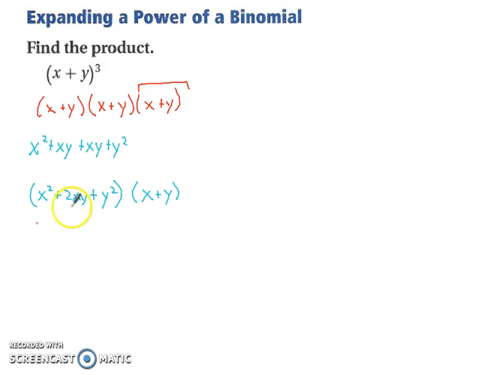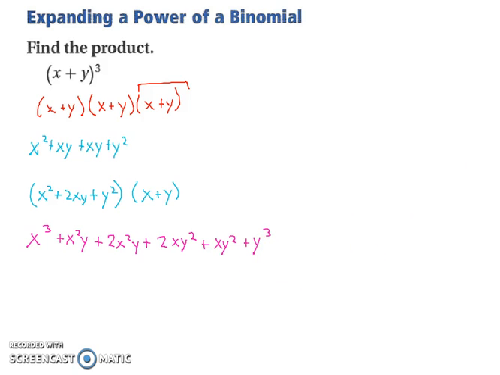Alright, so we distribute when we have our x squared times our x, leaving us with x to the third plus x squared y. And now we distribute our 2xy. So we have plus 2x squared y plus 2xy squared. And our last piece would be plus xy squared plus y to the third.